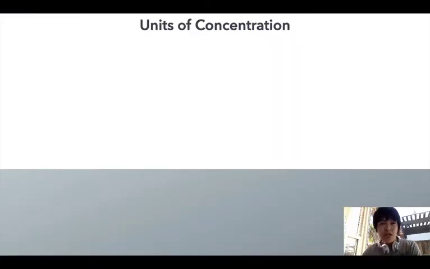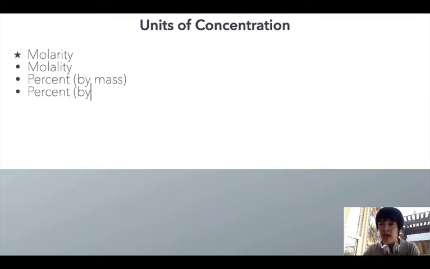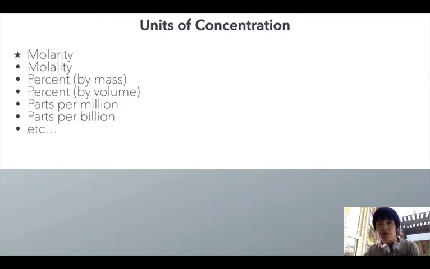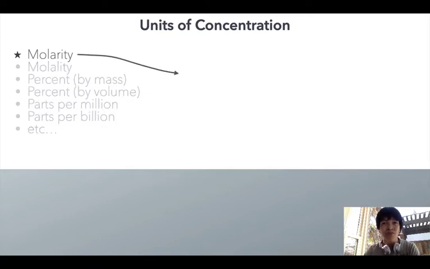We need a unit that is able to tell us how concentrated a solution is. There are many units of concentration: molarity, molality, percent by mass, percent by volume, parts per million, parts per billion, and a few more. But for the purposes of this video, we'll go over the one that is normally used in solution chemistry. Yep, that's molarity. Molarity is represented with a symbol, capital M.